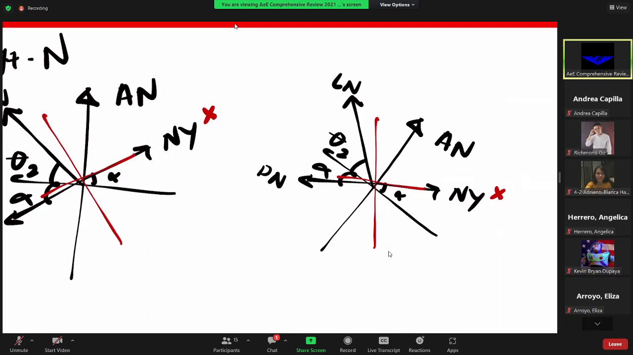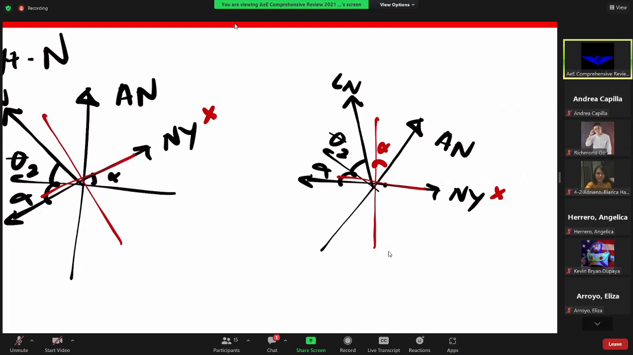So, ibig sabihin, if this is alpha, pwede na itong mawala, pwede na natin itong burahin, kasi nag-rotate siya ng what? Ng alpha. And then yung AN ko is nag-move ng alpha. Correct? Kasi yung original niya, this one. Ngayon, binaba ko tong axis na to. Binaba ko siya ng alpha. Therefore, ito is nag-move ng alpha. That's why alpha yan. Okay?